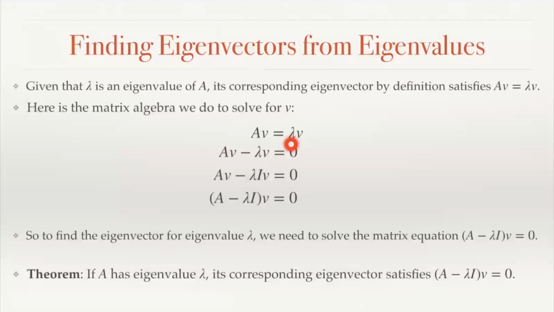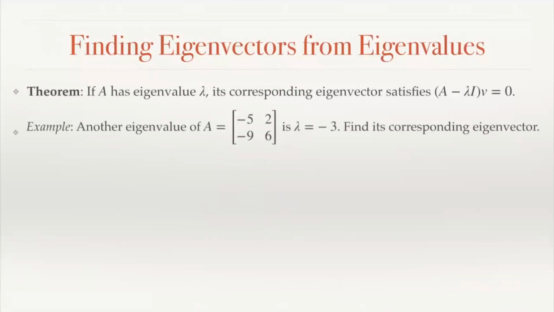Given an eigenvalue lambda, we want to find a v such that Av is lambda v. What we can do is subtract lambda v from both sides. And now we'll stick an I right there. Remember, the identity matrix doesn't do anything. It's the equivalent of the number 1. The reason we're putting it there is that now this is a difference of two matrices, both multiplied by v on the right, so we can factor out the v. And this is a matrix equation where we can then solve for v. So if A has eigenvalue lambda, its corresponding eigenvector satisfies this matrix equation.